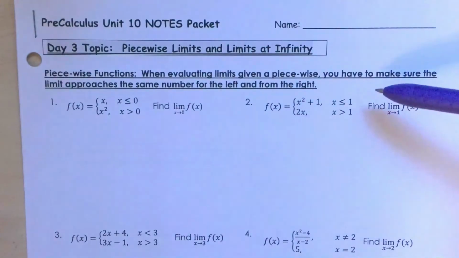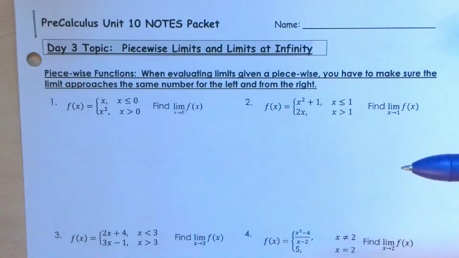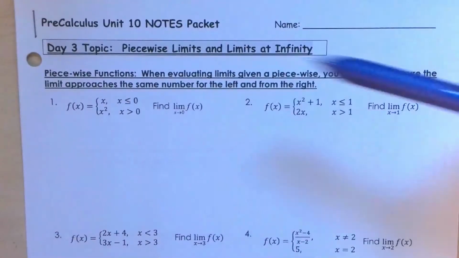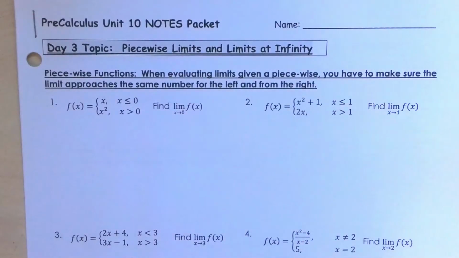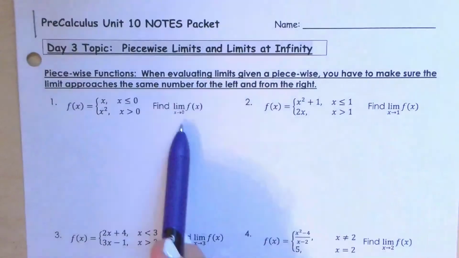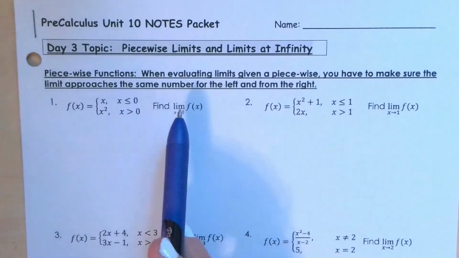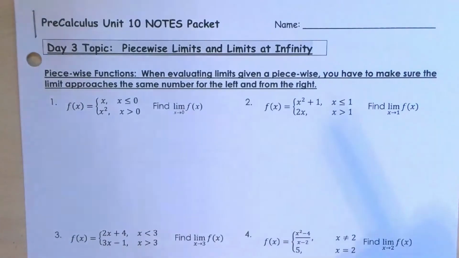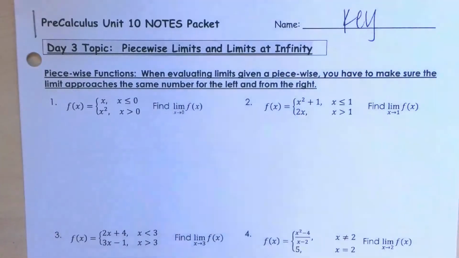Going back to week 1, the biggest piece that's important when we're looking at piecewise functions and limits is that our value from the left and the right need to be the same for the limit to exist. So the limit as x approaches 0 from the left needs to be the same as the limit as x approaches 0 from the right. Okay, so we'll go ahead and get started.